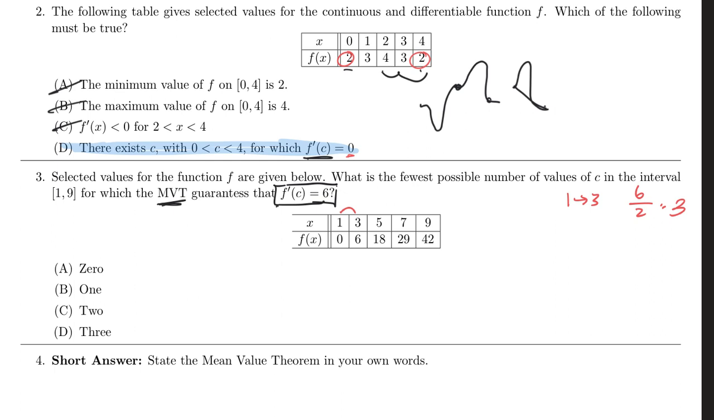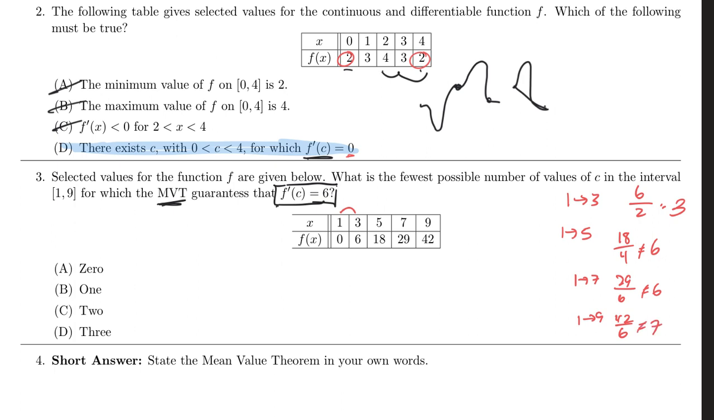All right, we could do 1 to 5. Get the difference in the y value is 18 over 4, which is definitely not 6. 1 to 7 is 29 over 6. That's definitely not 6. 1 to 9 is 42 over 6. 42 divided by 6 is 7, which is not 6. All right, so none of those work for 1.